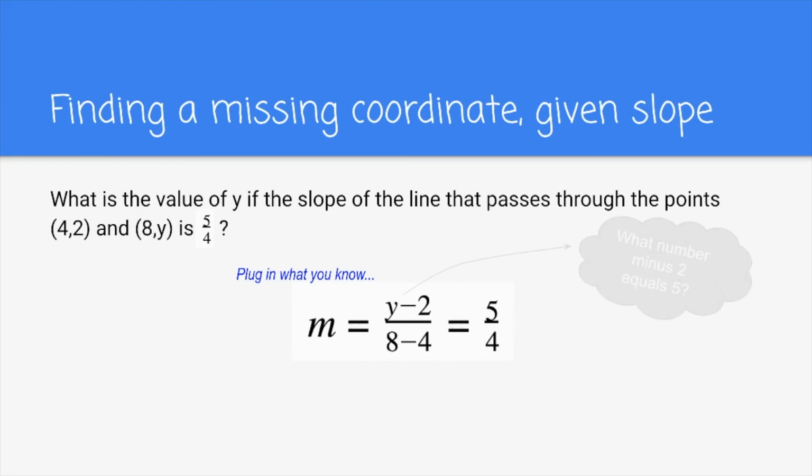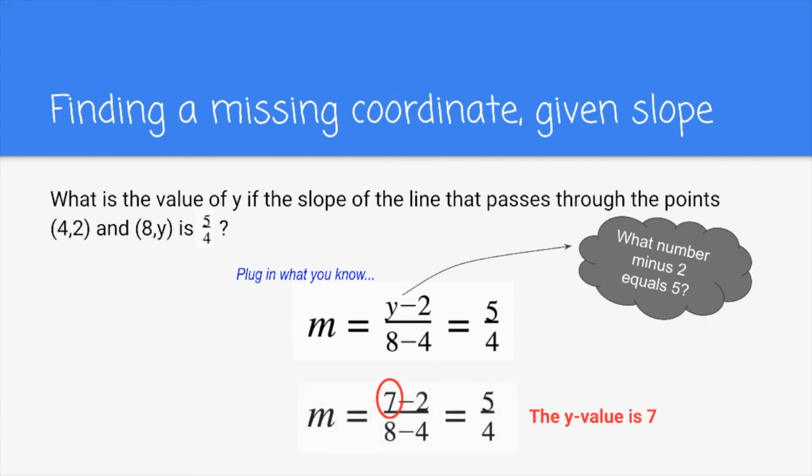Now I have to ask myself, well, what number minus 2 equals 5? And hopefully you said 7. Therefore, I know the missing y value in this case is 7, so that I get my slope of 5/4.